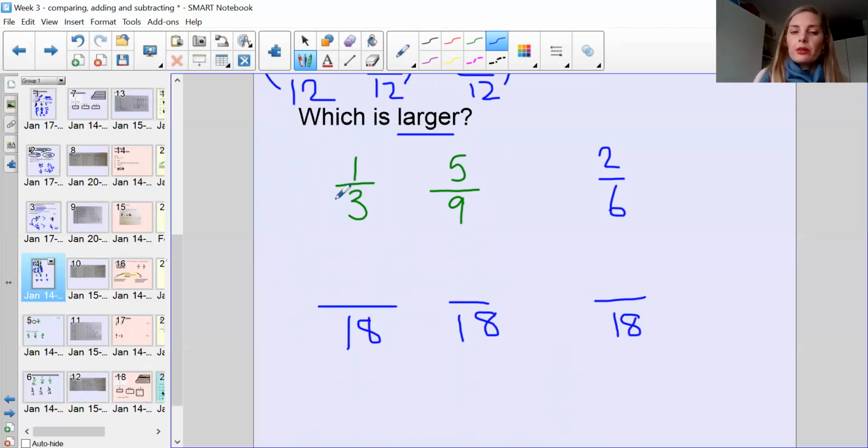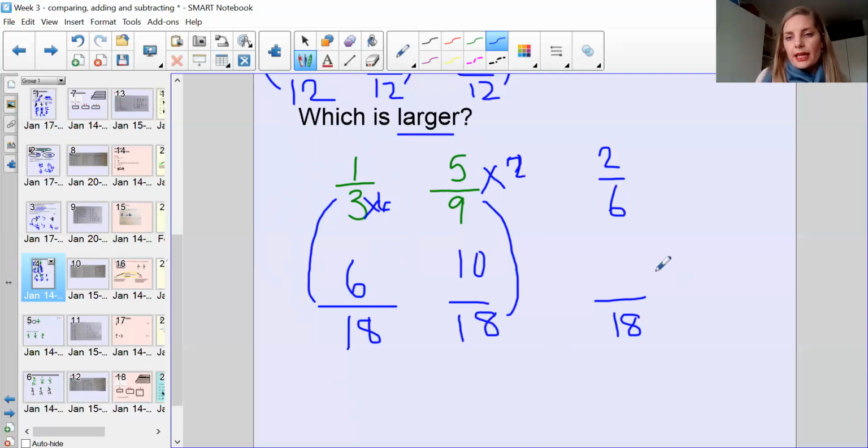Right, and now I make equivalent fractions. What did I do to the 3 to get 18? I multiplied it by 6. So I'm going to take the 1 and multiply it by 6. What I do to 9 to get 18, I times it by 2. So I'm going to times 5 by 2, and I'm going to get 10. And 6 times 3 is 18. So I'm going to say 2 times 3 is 6.